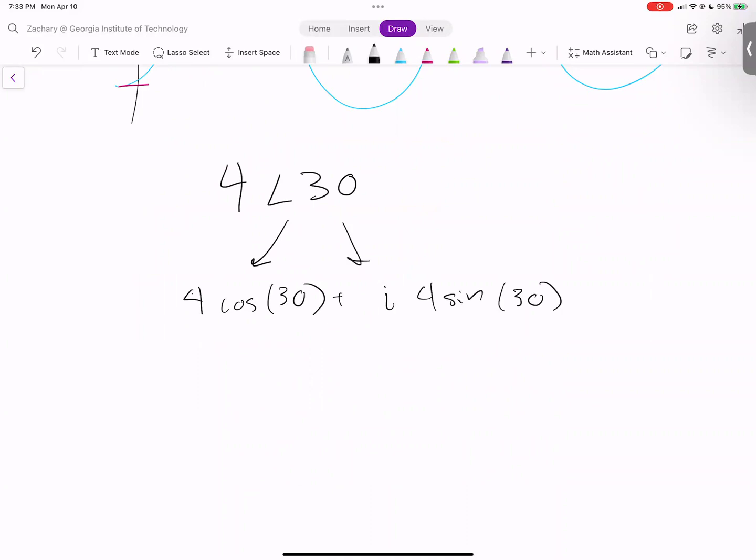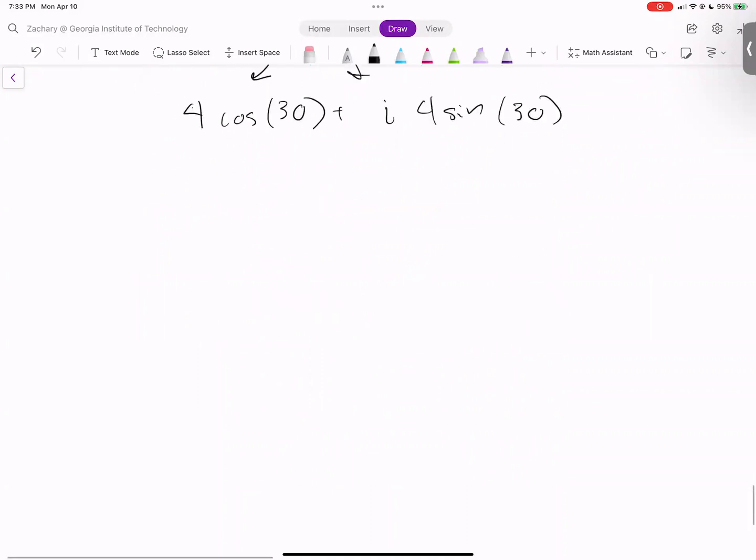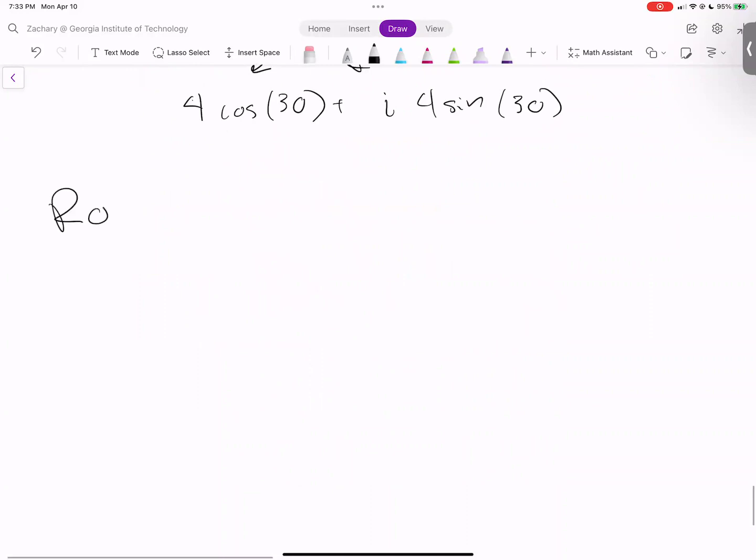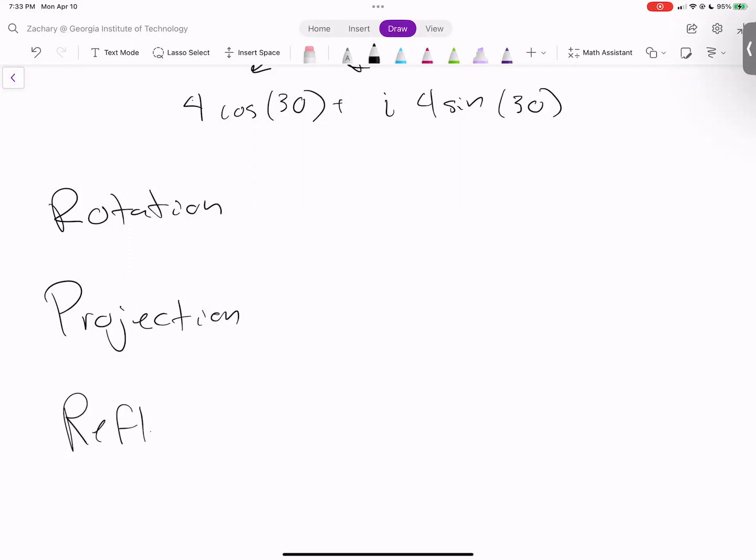Okay, so this is what a complex number is. So for a rotation matrix, for a projection, and for a reflection, these are the big three that they really like to ask about on this exam. Okay, just a quick yes, no question. These three are very well defined in terms of eigenvalues, diagonalization, and invertibility.